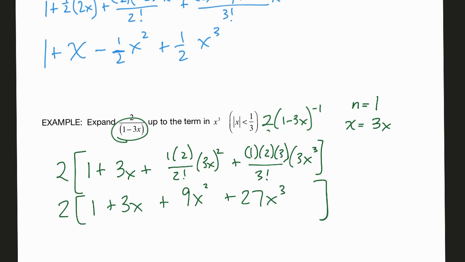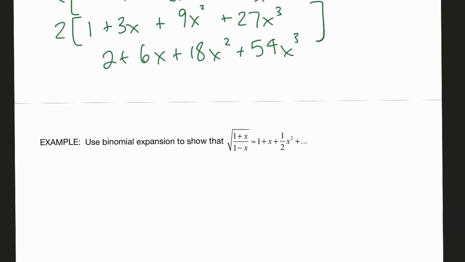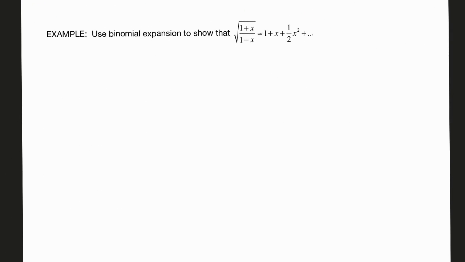And then lastly, when you finally distribute, your whole answer here should be 2 plus 6x plus 18x squared plus 54x cubed. Okay, again, the formulas. And aren't you happy this is open notes for you guys? Last year, they didn't get open notes on this stuff.